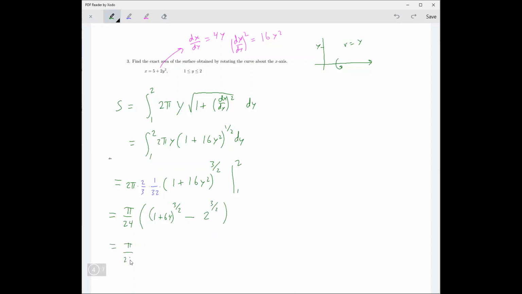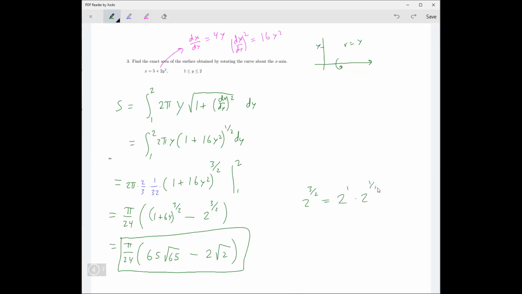Now when you have something that's to the 3 halves, you can write it as, so this is 65 to the 3 halves, so you can write it as 65 times the square root of 65, and then this 2 can be written as 2 times the square root of 2. I'll just show you here: 3 halves is like 2 to the 1 times 2 to the 1/2, because 1 and 1/2 adds up to 3 halves. So that's 2 root 2.